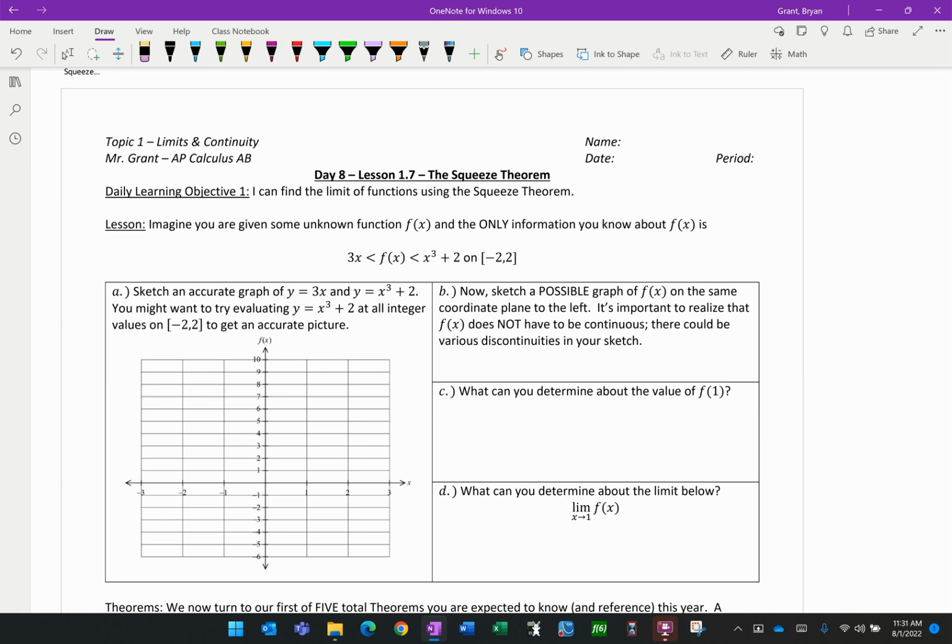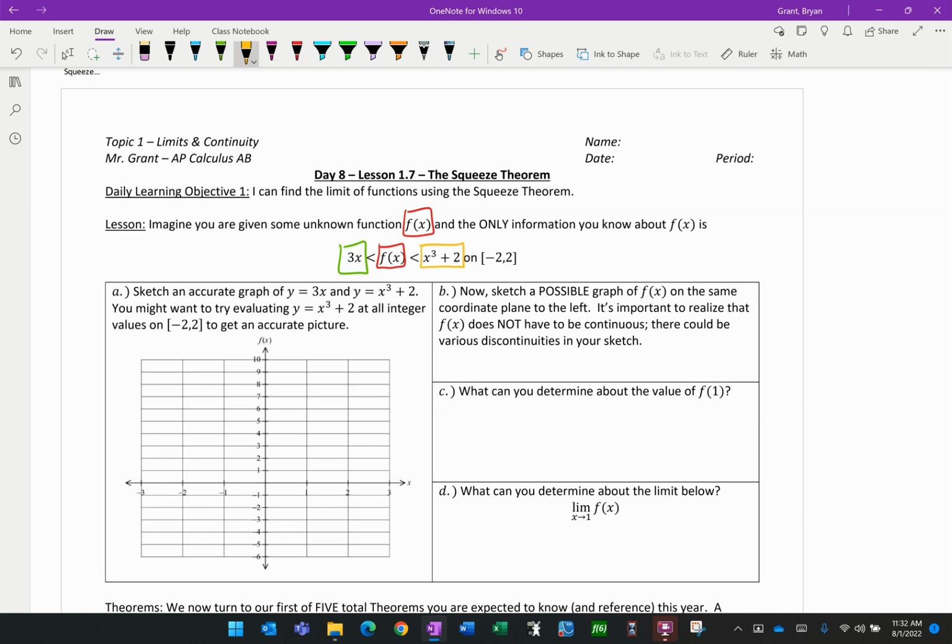Imagine that someone tells you there's this unknown function f of x. You don't have an equation to describe it. You don't have a table. You actually only know important information about the function based off of 2 other functions. You know for whatever reason this function f of x, which I'll demonstrate in red, is greater than the function 3x, right? It says 3x is less than whatever f of x is. And at the same time, f of x is also less than x cubed plus 2.